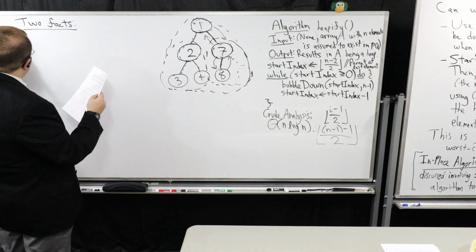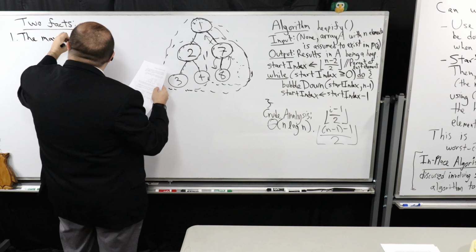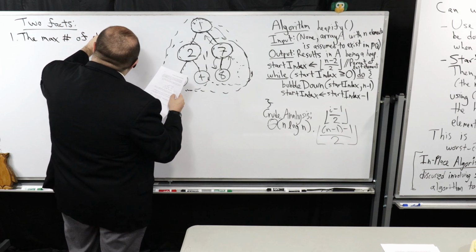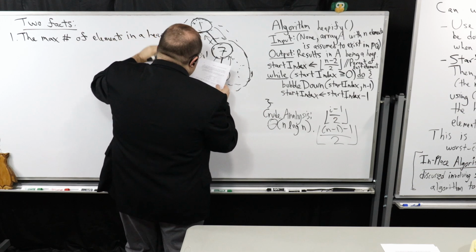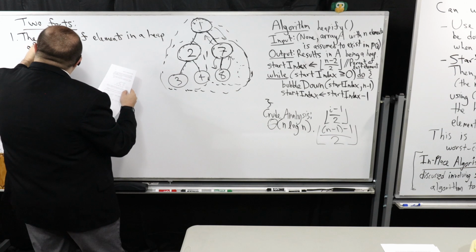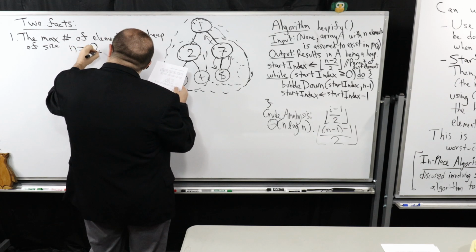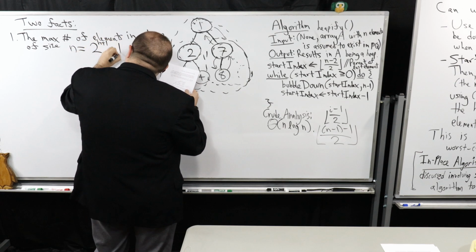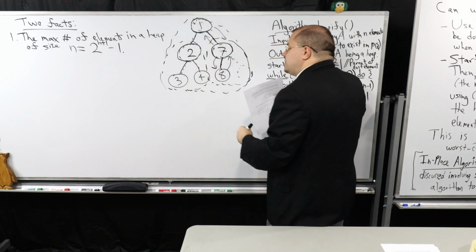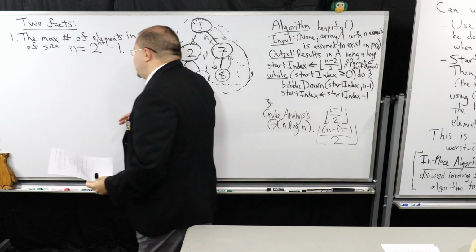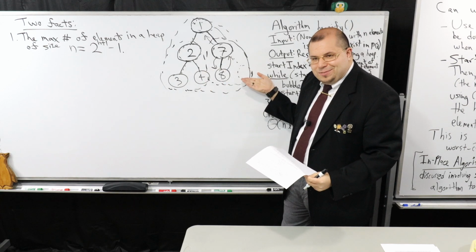So the first one is the maximum number of elements in a heap of size n is equal to 2 to the power of h plus 1 minus 1. Now, if you're curious how I got that, I just summed it level by level. And I imagine that this has it where every single node on the final level is filled.